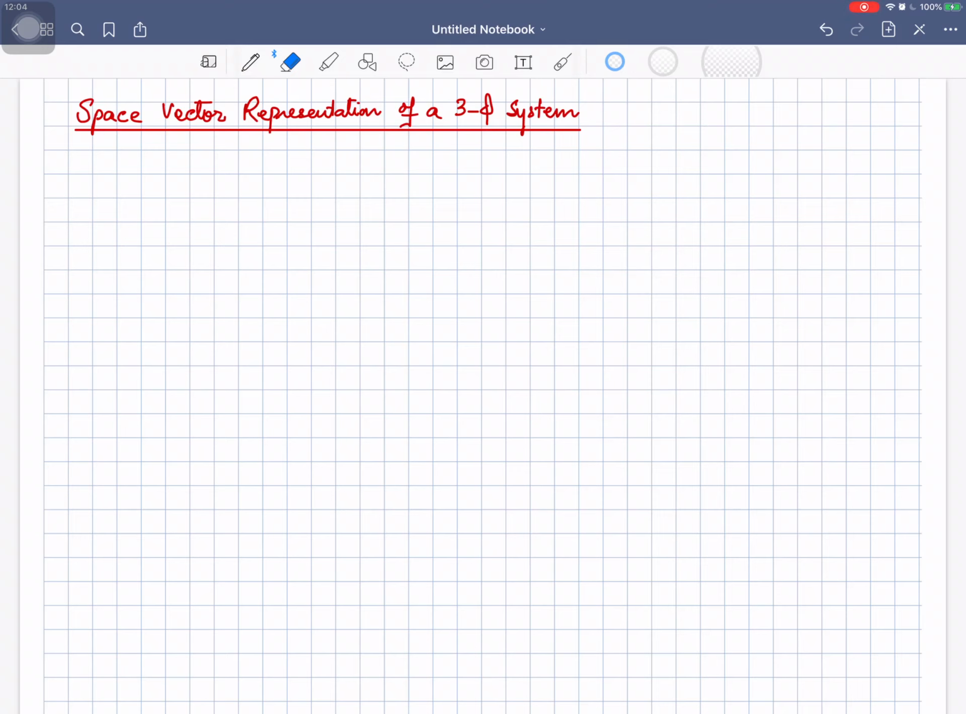Bismillahirrahmanirrahim. In this video we are going to discuss how we can represent a three-phase system in terms of space vector. Okay, let's suppose that we have a system of two axes which are drawn like this. Let's suppose that this is axis D and this is axis Q.